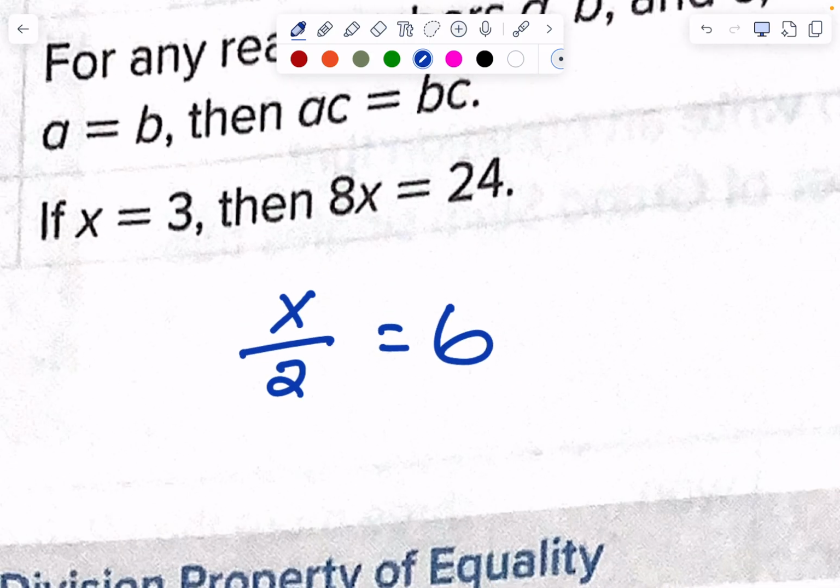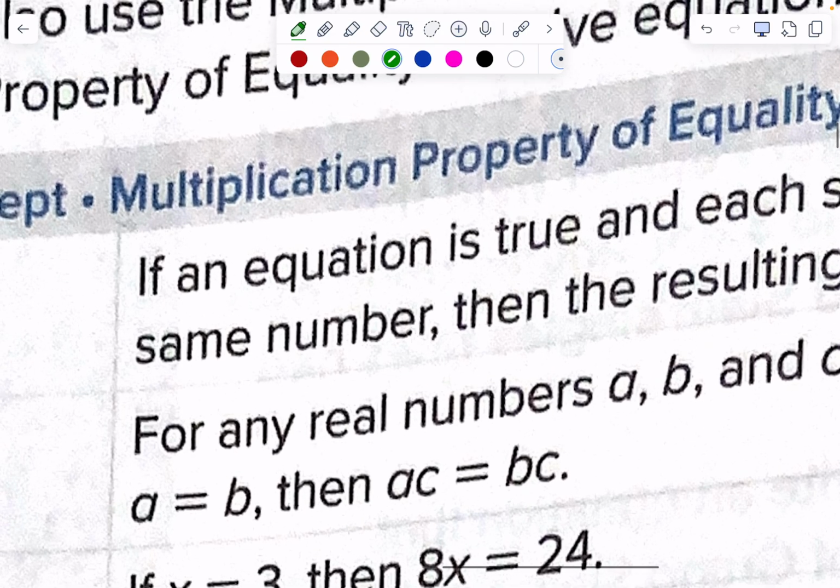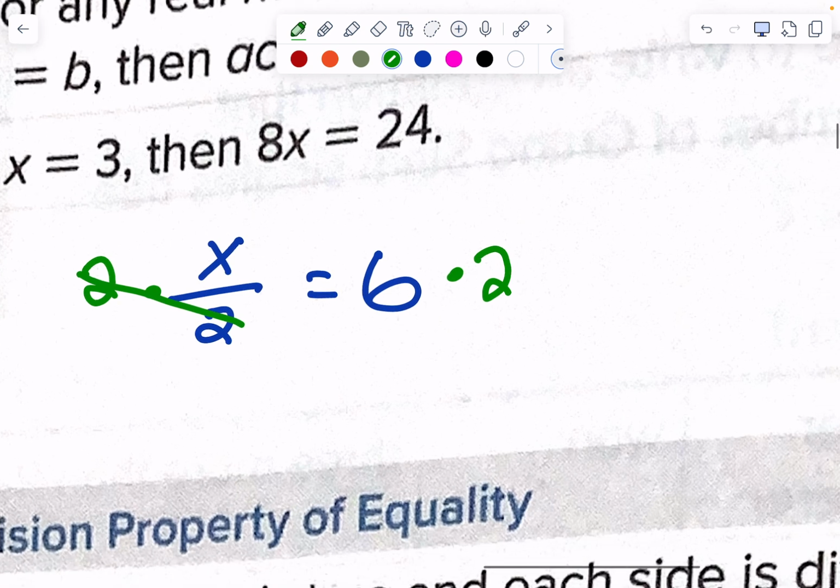Okay, now here's my question. What is x doing to the 2? Dividing. It is dividing. So to get rid of it, I have to do the opposite, which is multiply by 2. That cancels it here. But what I do to one side, I have to do to the other, because it's the multiplication property of equality, right? So x is equal to 12.